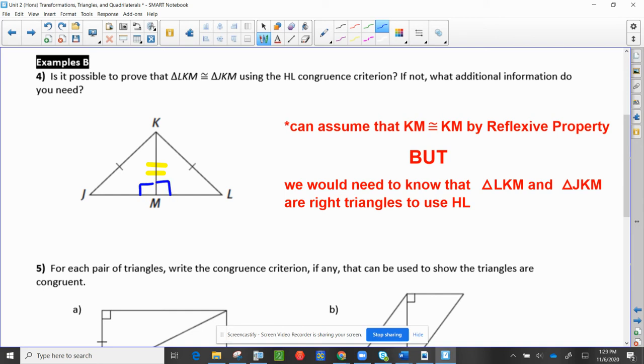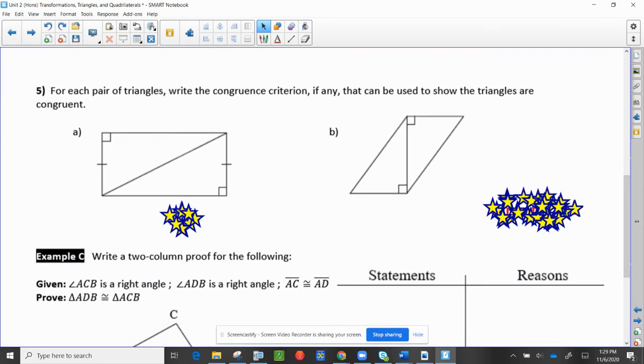We can't assume that. Okay, so if those were right angles, then we have a hypotenuse and a leg. We can use HL, but because they did not say anything about right angles, I can't use it. Okay, and it's not depicted in my picture using a little square. So just make sure you have all the pieces you need for that.